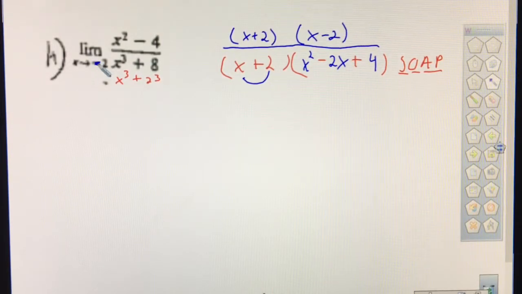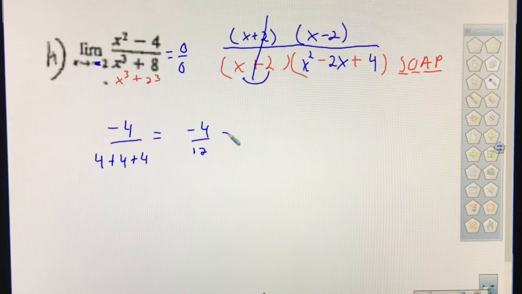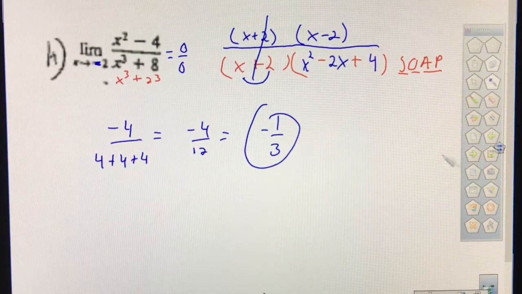I'm sorry I didn't plug in negative 2, but if I did, I get 0 over 0. So that means you have to factor. Now since these cancel out, I can plug in negative 2. Negative 2 minus 2 is negative 4 over 4 plus 4 plus 4. That's going to give me negative 4 over 12, and that equals negative 1/3 is the limit.